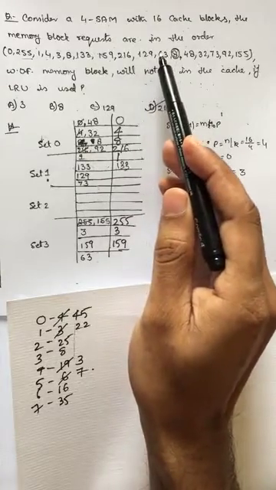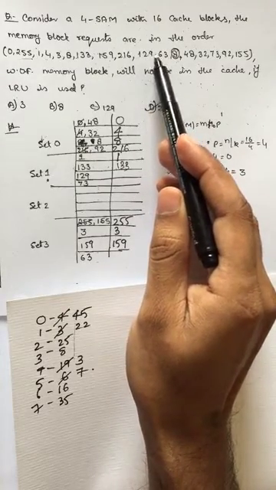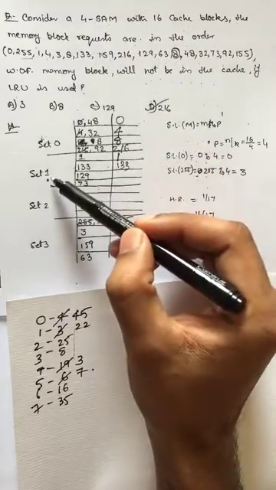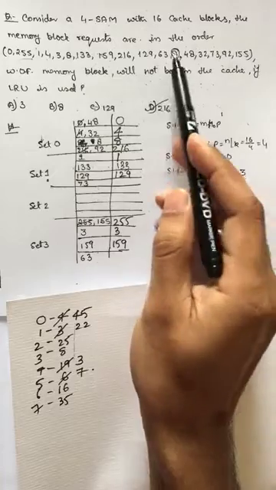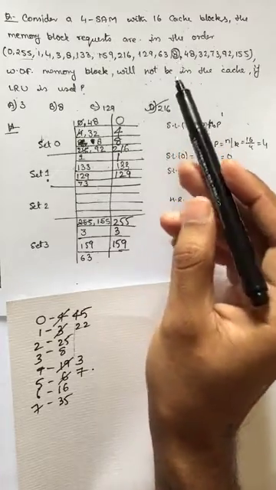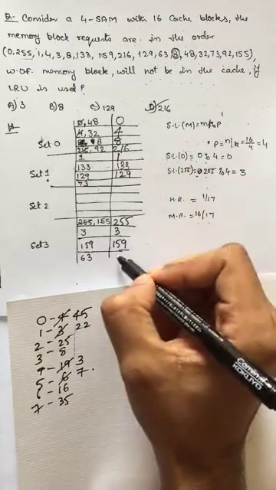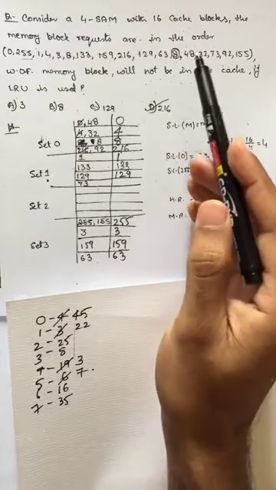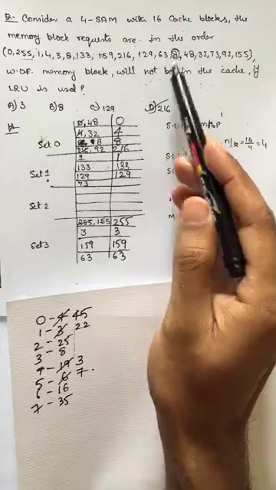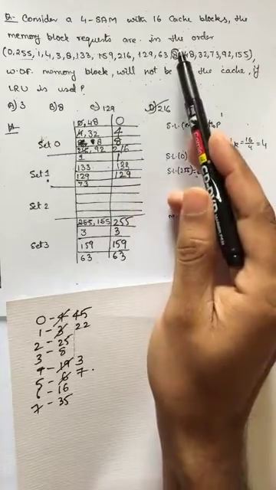And 129. So 129 mod 4 is 1. So I have to go into set number 1, and there is empty space here, so I'm going to put it here. And 63 mod 4 is 3. So I'm going to go to set number 3, and since this space is available, I'm putting it there. And then 8. So 8 is already present here. Therefore it is a hit.